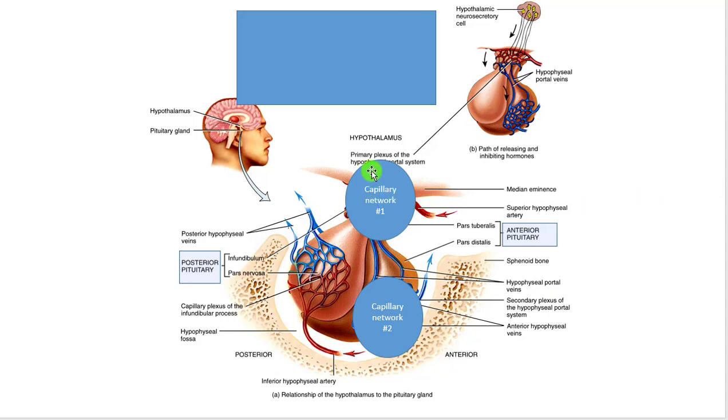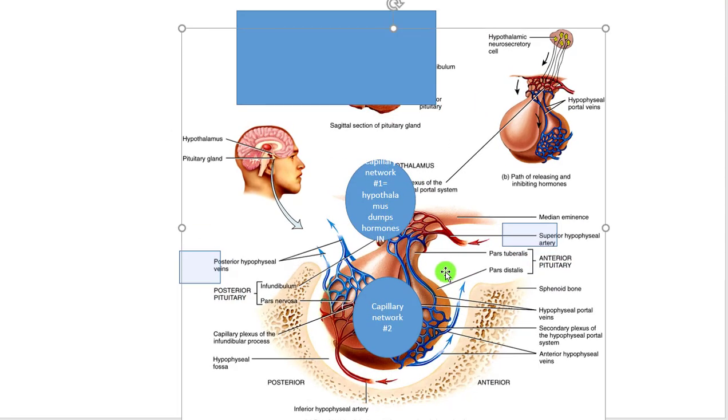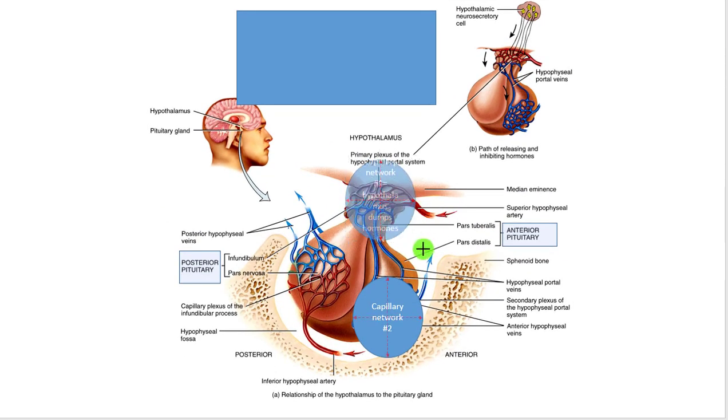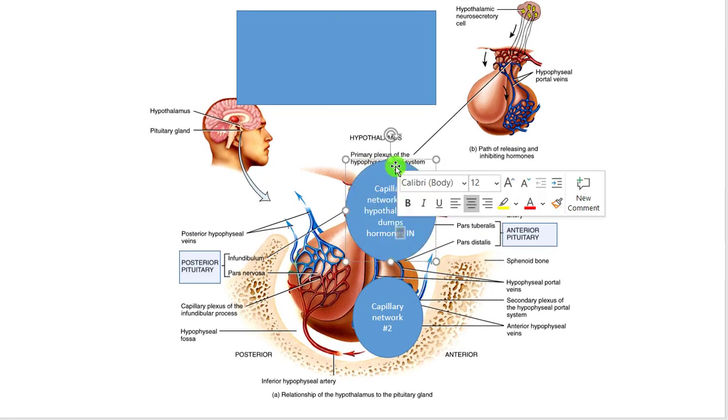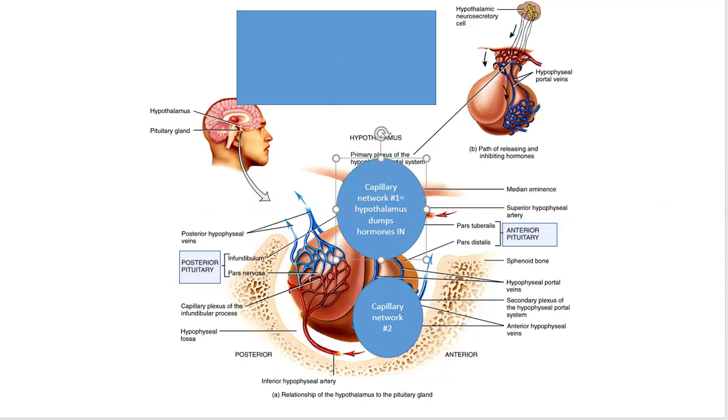So why do we have these 2 capillary networks? I just told you it would be functionally useless to daisy chain these 2 together, except for in these 3 situations. Here's why. What happens at capillary network number 1? The hypothalamus dumps hormones in. And so that is the main function here at capillary network number 1. It's not so much this whole oxygen, glucose delivery, and all that kind of stuff.